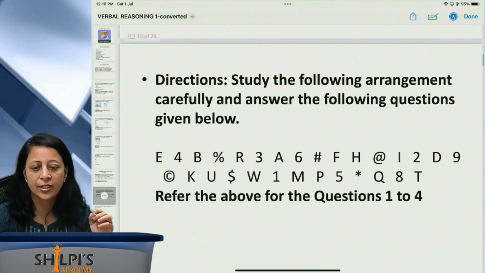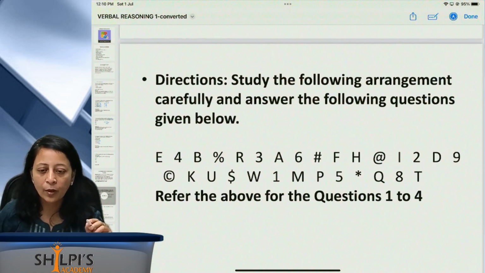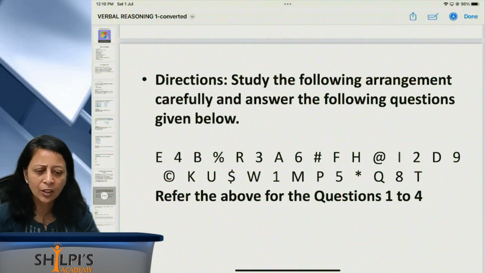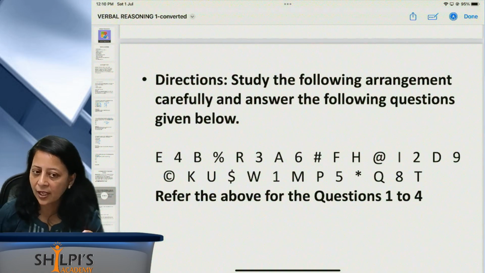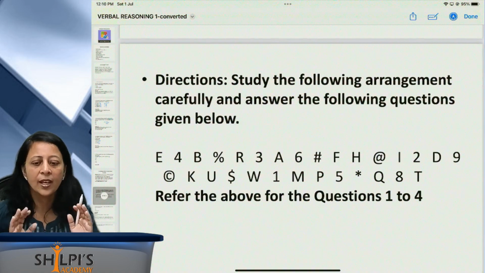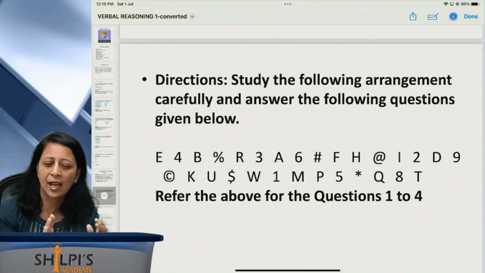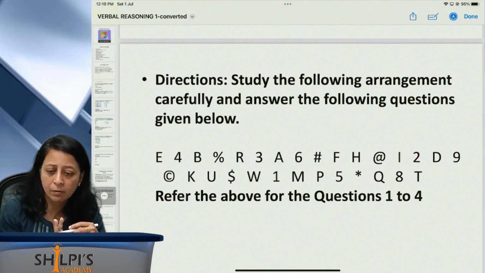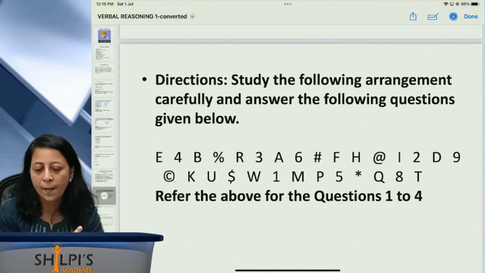The direction is: study the following arrangement carefully and answer the questions given below. They have given an arrangement like E4B%. You do not have to memorize it, but you have to see how the arrangement has been made. Just look for a minute or two. It has alphabets, numbers, then again alphabets, some symbols. Everything is a mix and match in this. Refer to the above for questions 1 to 4.